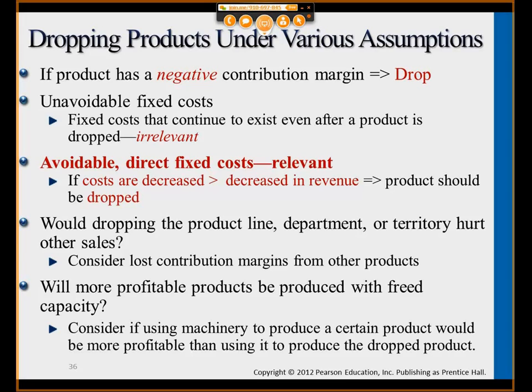All right, so the last question, will more profitable products be produced with freed capacity? So a little more detail here. Like I said, if there is another production line, right? If we're using machinery to produce a certain product, would it be more profitable than using it to produce the dropped product? So one thing, if we have a freed capacity that's not used, and then the second factor is when we're going to use it for something else. Is it going to be as profitable or more profitable, right, than if we have a dropped product?